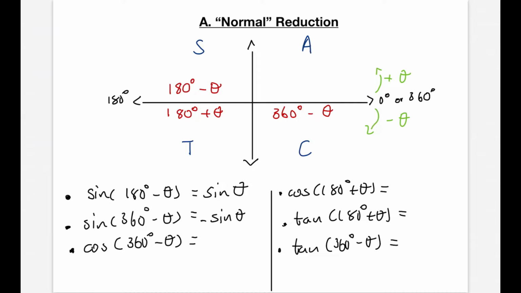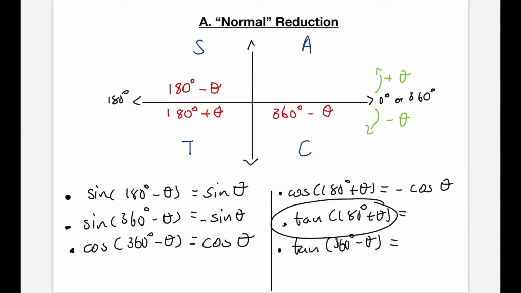So now, what if you were asked for the cos of 360 minus theta? Well, 360 minus theta is this quadrant, where cos is actually positive. And so we can reduce this to be positive cos of theta. But what about the cos of 180 plus theta? Well, 180 plus theta is here, where only tan is positive. This would then be reduced to negative cos theta, because cos is negative there.